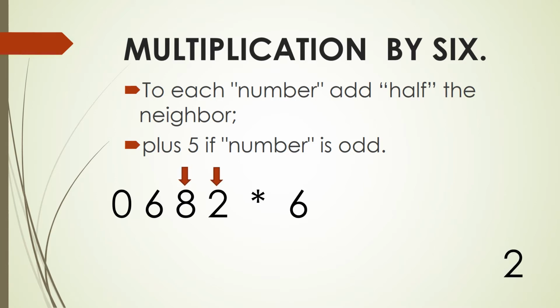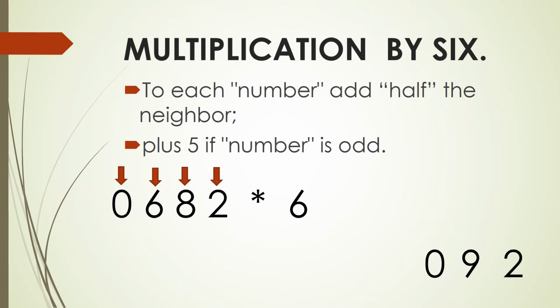Next one, the number that we got is 8 plus half of the neighbor, which is 1. 8 plus 1 is 9. We write that 9. Next one is a 6, and we need to add half of the neighbor, which is 4. 6 plus 4 is 10. We write 0 and carry that number 1. And finally, we don't have any kind of number, so we write another 0 right there.